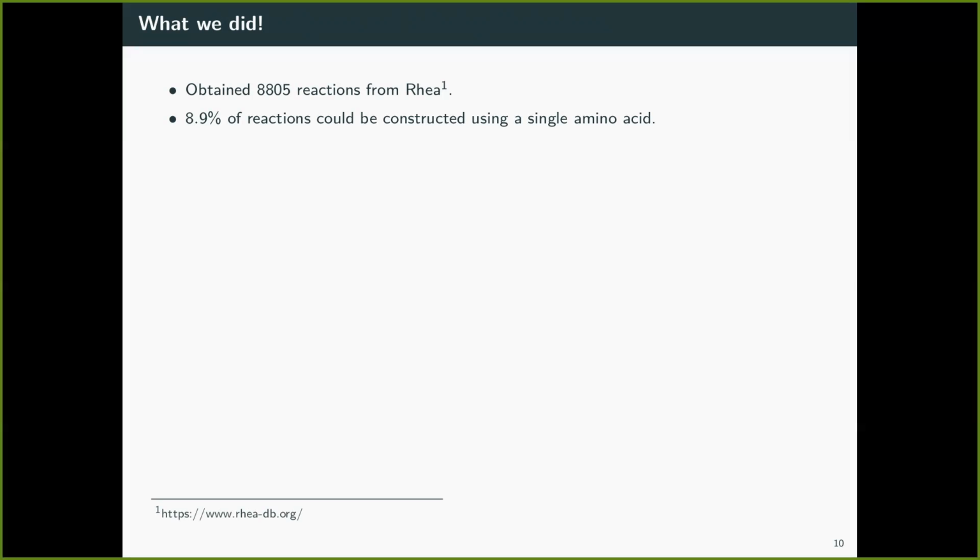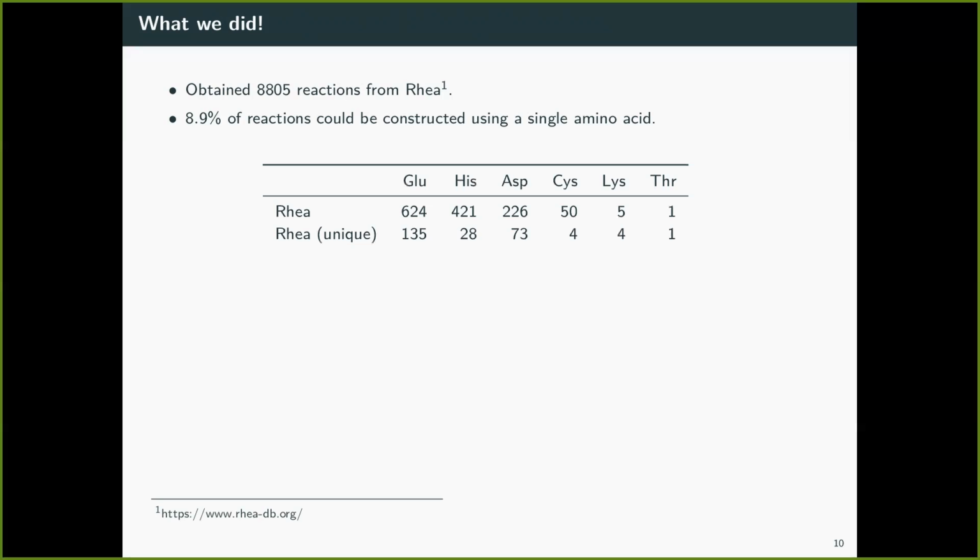Now, as a result, we get a table like this that shows the amount of reactions for which we could propose a mechanism that uses the amino acids. In this case, it's just 5 amino acids. And we, for example, see that for 624 reactions, we could use glutamate to propose a mechanism. And the bottom row shows the unique amino acids for said reaction.